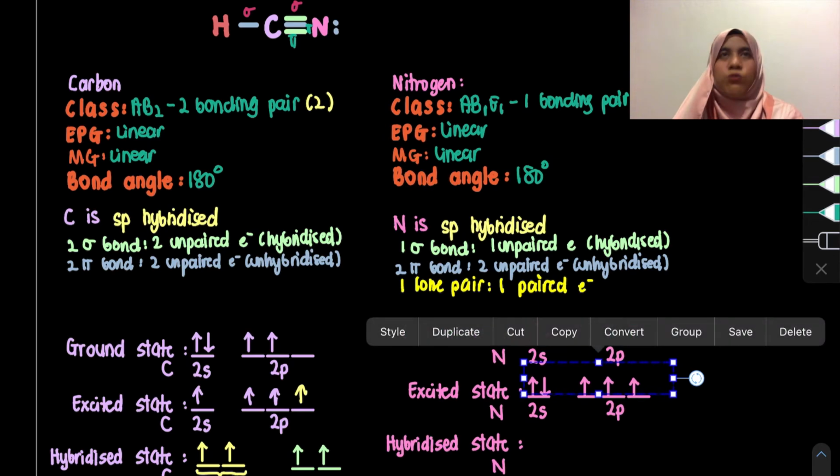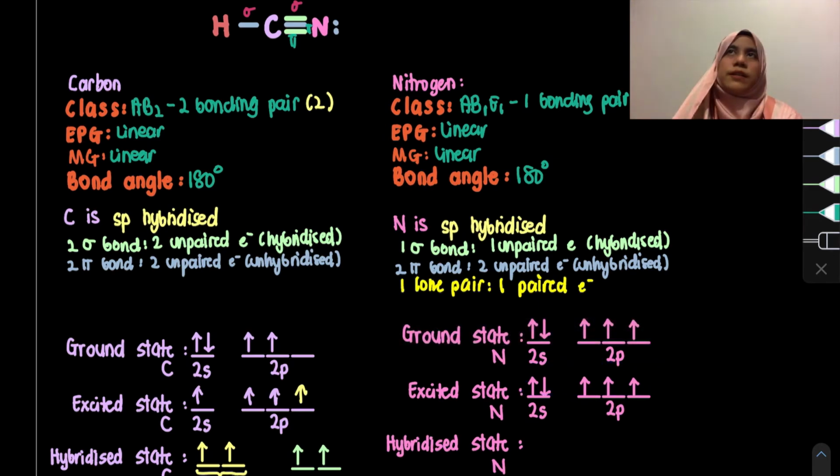Kali ni I don't have to do anything. Tak perlu excitekan ke apa. Sebab memang we do have one, kena ada satu paired electron to show the lone pair itself. And then apa lagi kita kena buat? And then lepas tu yang ni memang ngam-ngam. Satu ni kita akan guna untuk sigma bond. Dua ni kita akan guna untuk pi bond.